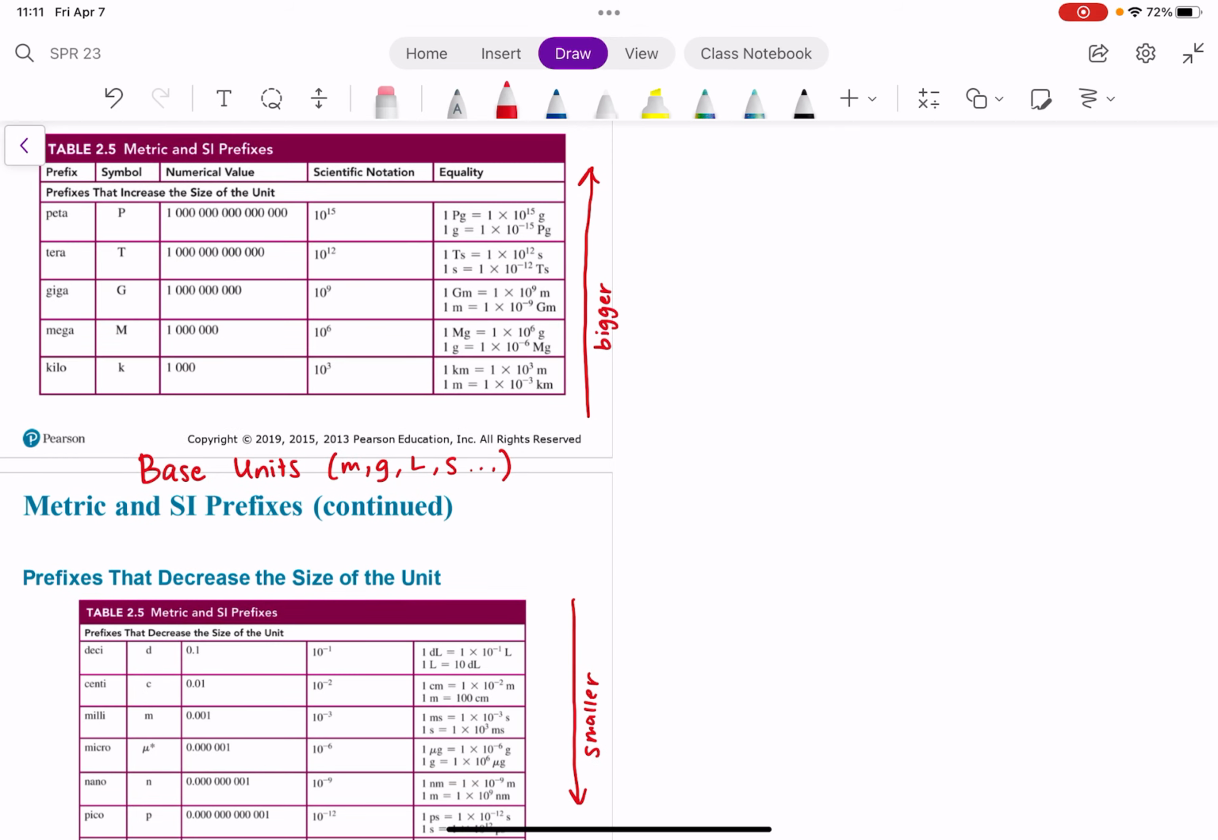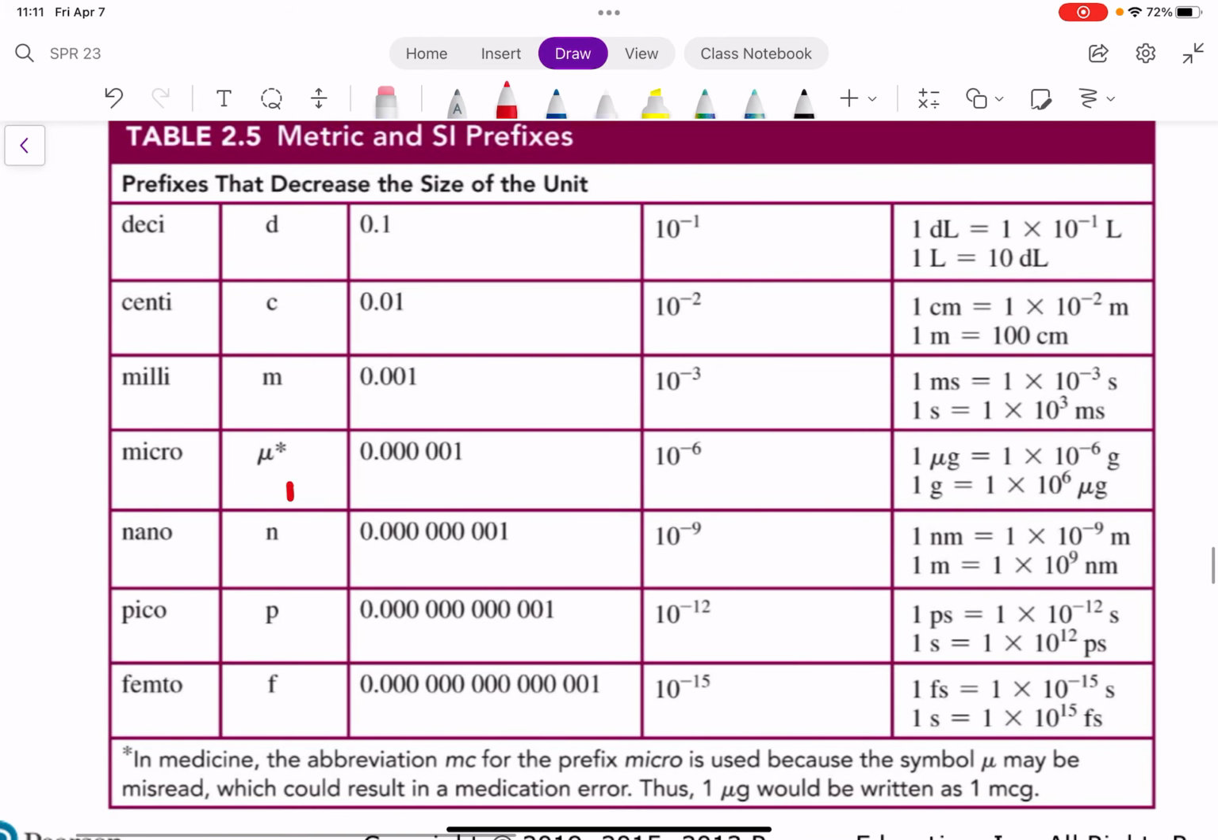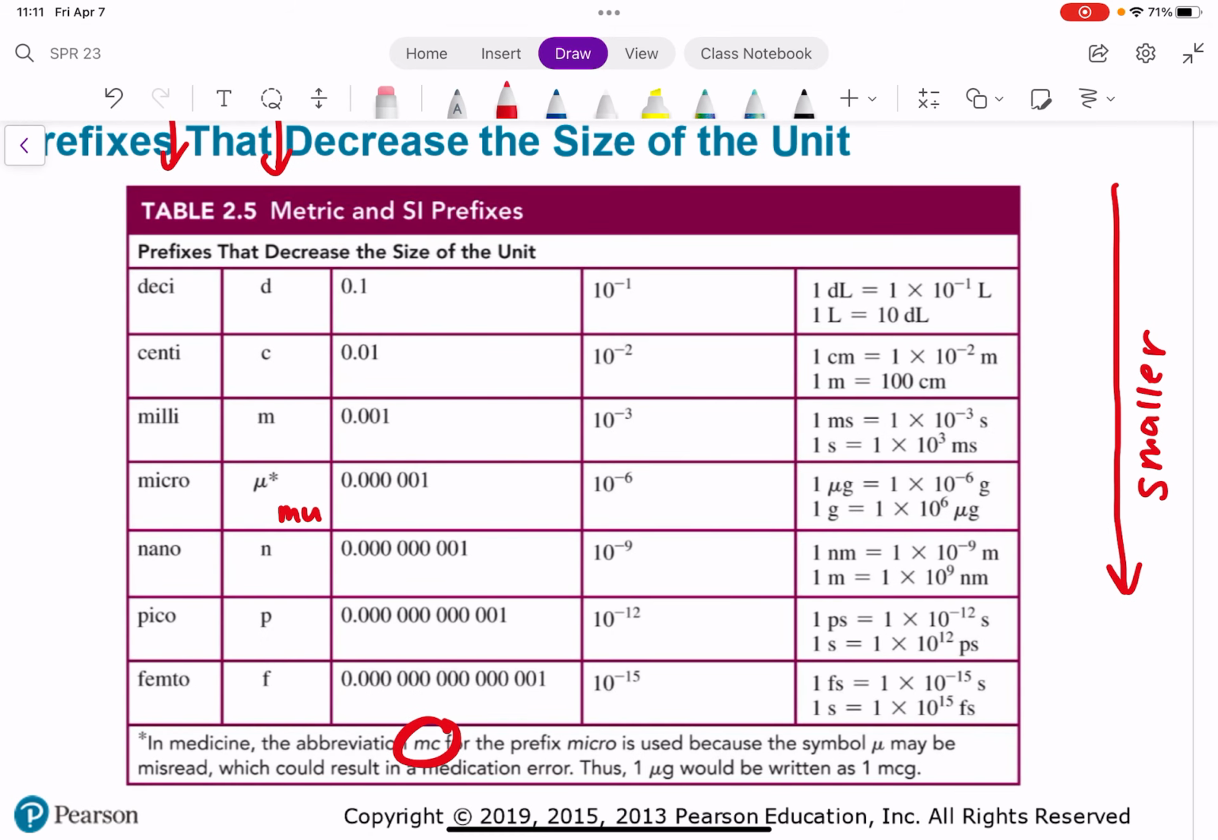I talked about the prefixes that make your unit bigger. Let's go ahead and talk about the ones that make it smaller. Starting at the left here, we have deci, centi, milli, micro, nano, pico, and femto. And then we have our symbols: lowercase d, lowercase c, lowercase m, mu. This symbol here is actually called mu. It's a Greek letter. You might also see it abbreviated MC, and that's used in medicine, but in chemistry, we'll use the Greek letter mu. I'll leave that there for you.